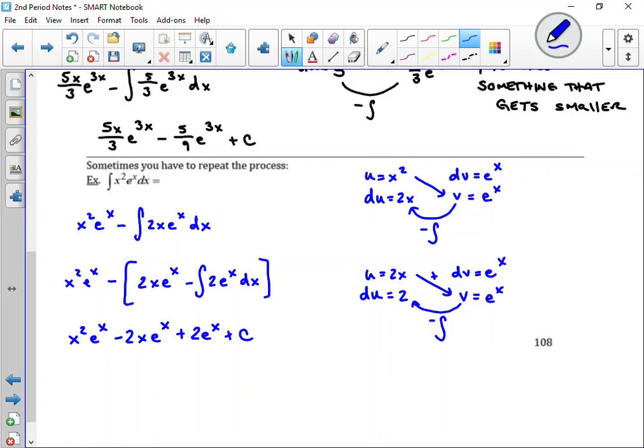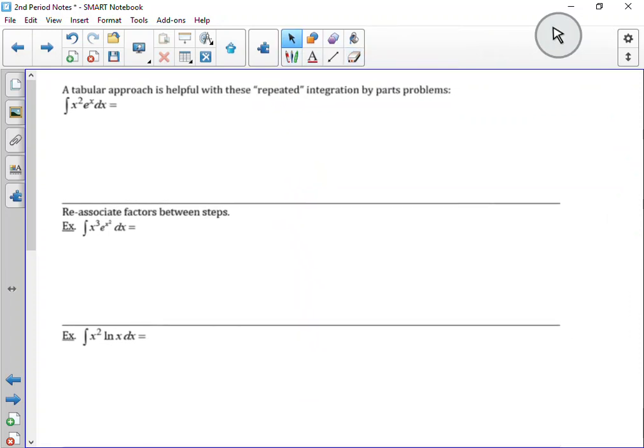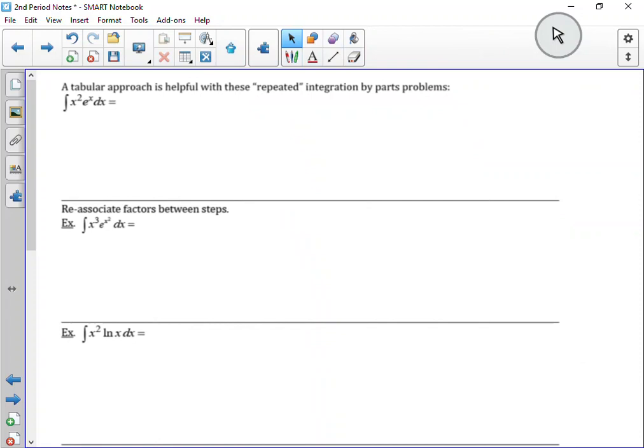So there's a faster way. You don't have to do it this way. If you like to do it this way, then just set it up this way. But there's a faster way to do the repeated ones, and actually you can do it for all integration by parts ones. It's the table. Tabular approach.